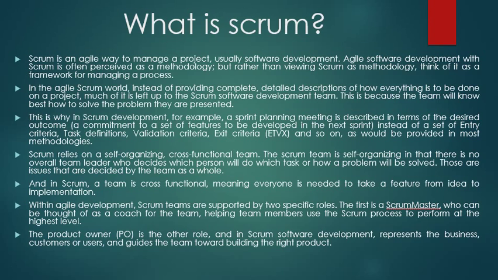Within Agile development, Scrum teams are supported by two specific roles. The first is a Scrum Master, who can be thought of as a coach for the team, helping team members use the Scrum process to perform at the highest level. The next is the Product Owner, who in Scrum software development represents the business customers or users and guides the team toward building the right product.